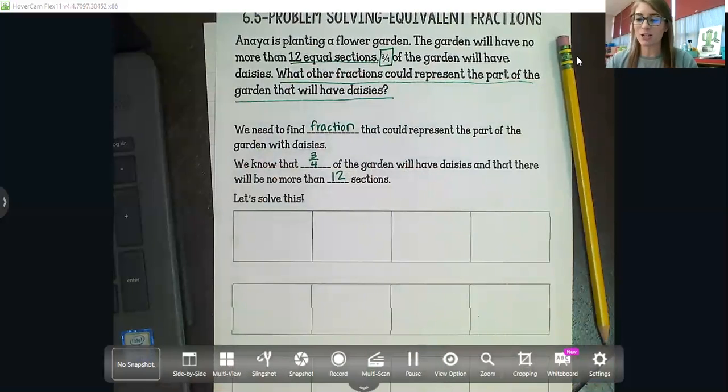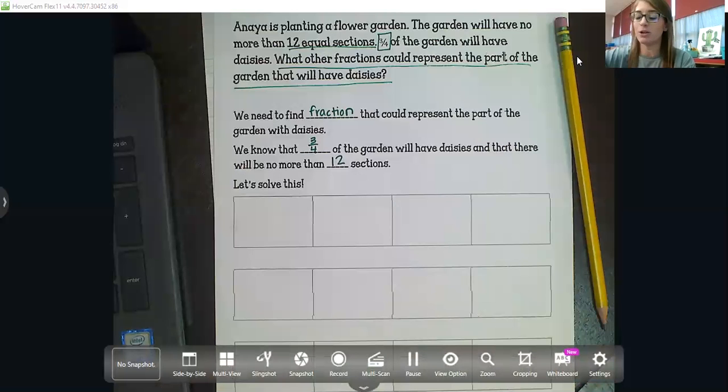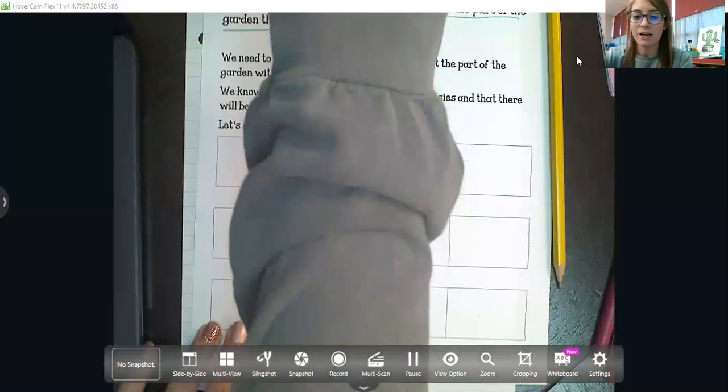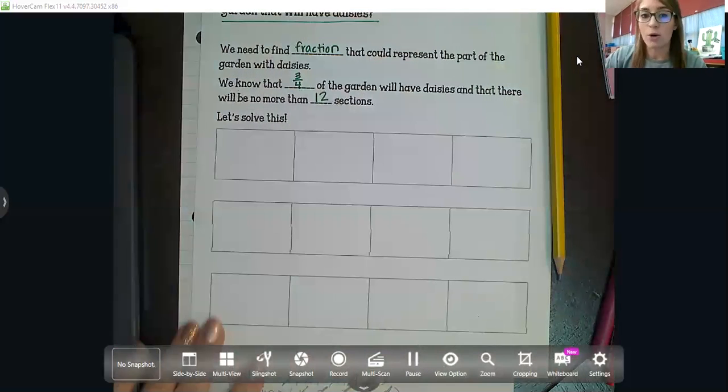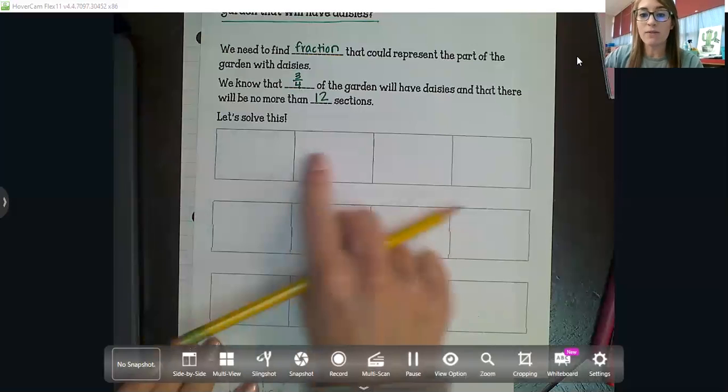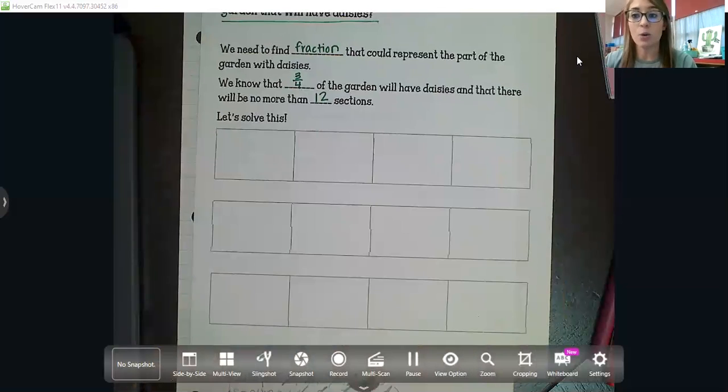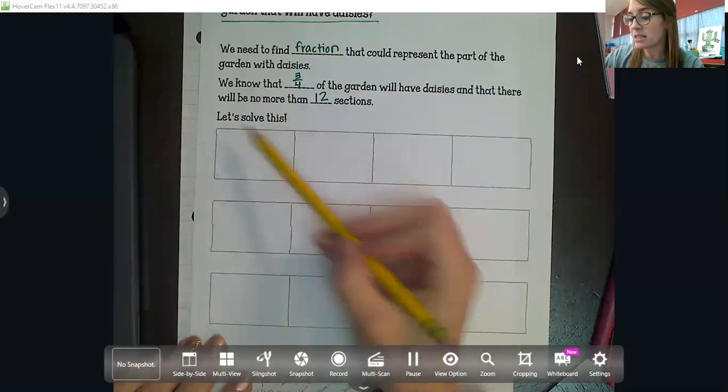So here's how we're going to do that. We're going to use these boxes right here to help us represent Anaya's garden. Okay, so let's look at it this way. We've got 4 sections here. How many of those sections are going to be daisies according to the information in our problem? Very good. 3 out of the 4 sections are going to have daisies.